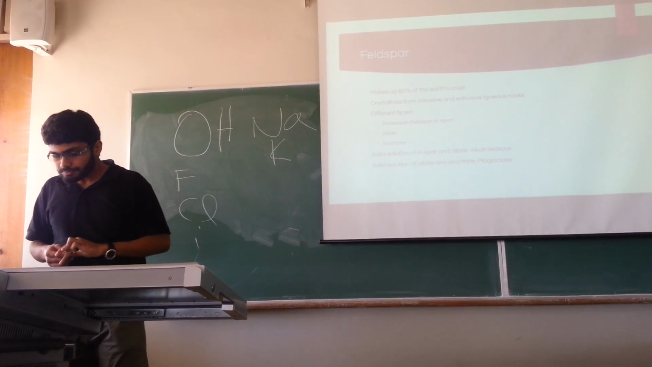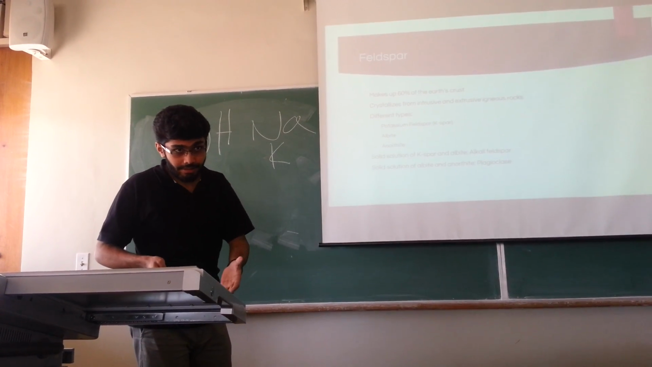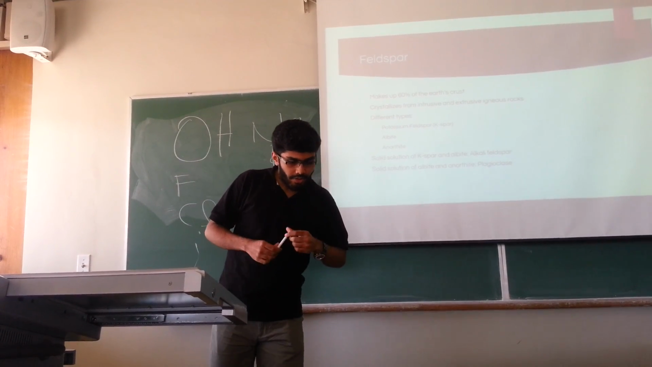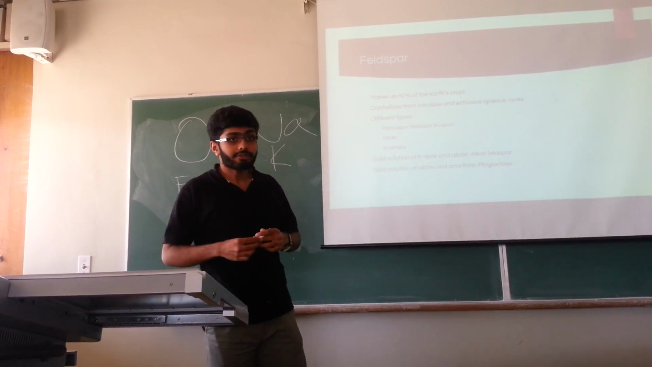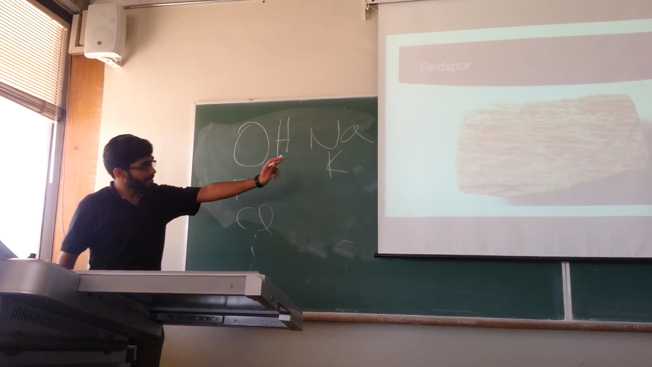The solid solution of albite and K-spar is known as alkali feldspar. Solid solution means a solid mixture. The solid solution of albite and anorthite is known as plagioclase feldspar. This one is plagioclase feldspar.